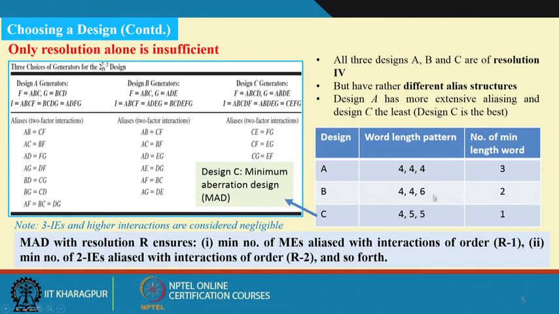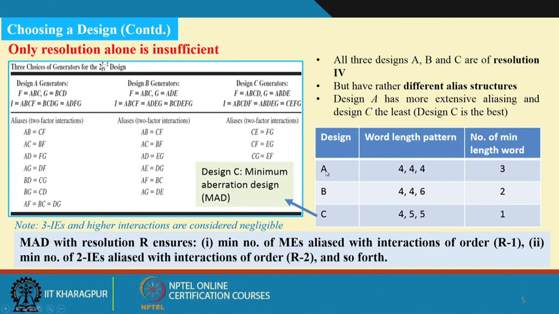You see that for A the minimum length word is 3, for B the minimum length word is 2, and for C the minimum length word is 1. Now the design which is having the least minimum length word is known as the minimum aberration design. So this minimum aberration design is the best one.